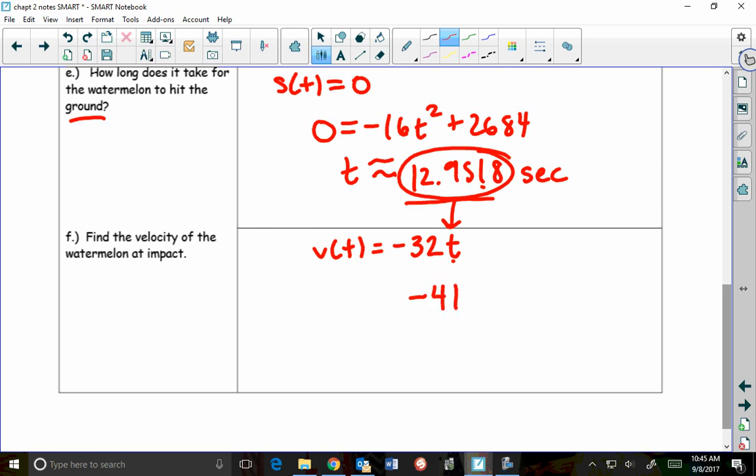You could just leave it in that form, couldn't you? -32 times... oh yeah, yes. You could leave it -32t times a block. And now velocity is in feet per second. Okay, so there's your intro on position, velocity, acceleration, on motion. A little bit on speed. We're going to do a lot more data.